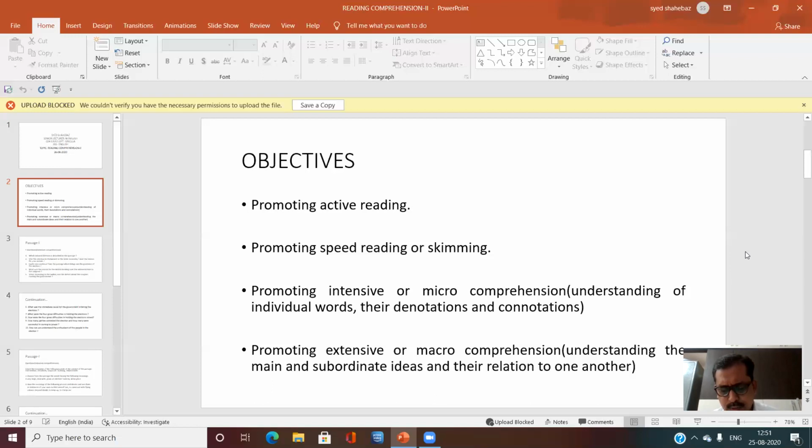The level of comprehension required is itself decided by the purpose for which the reading is done. So here the purpose is very important. Why is the reading done? Is it done for pleasure? Is it done for some specific information? Is it done casually? All these things come into play. We may read different types of materials for different purposes.